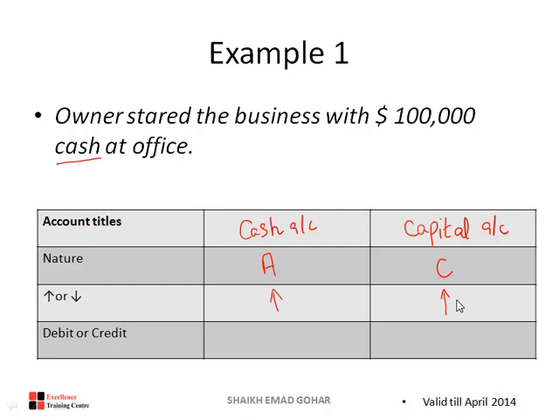Similarly, what is the second definition of capital? The amount of money which the business owes back to the owner has increased or not? Because I am giving the business 100,000, the business owes me this money back. The business has to give me this money back.